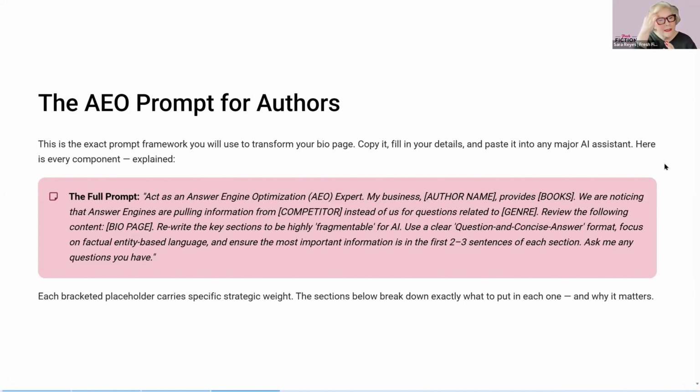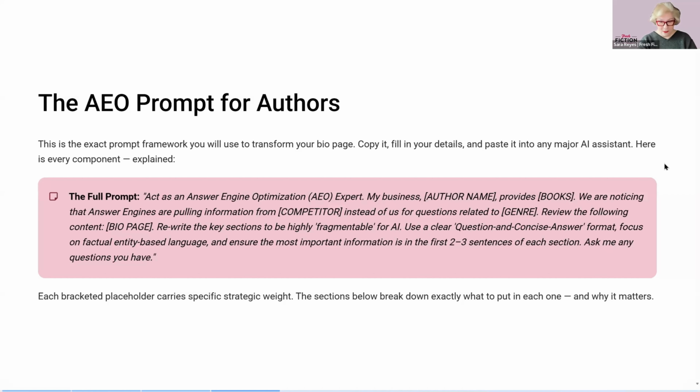Review the following content. Bio page. You're just going to copy your current bio page, the whole thing, and stick it in this prompt. Rewrite the key sections to be highly fragmentable. This is a word that AI needs to have, fragmentable for AI. Use a clear question and concise answer format. Focus on factual entity-based language and ensure that the most important information is in the first 2 to 3 sentences of each section. Ask me any questions you have.